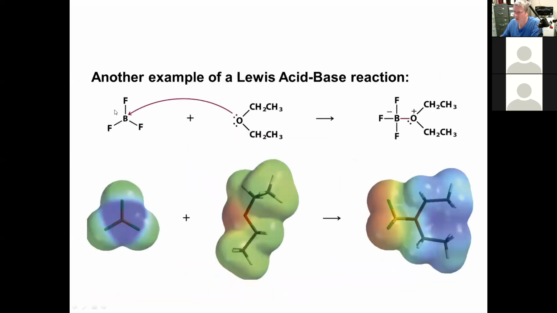Another example, boron trifluoride reacts with diethyl ether, and the lone pair of diethyl ether would react directly with boron, and it forms a complex, okay? And this just shows kind of like how the two molecules attach in three-dimensional space.